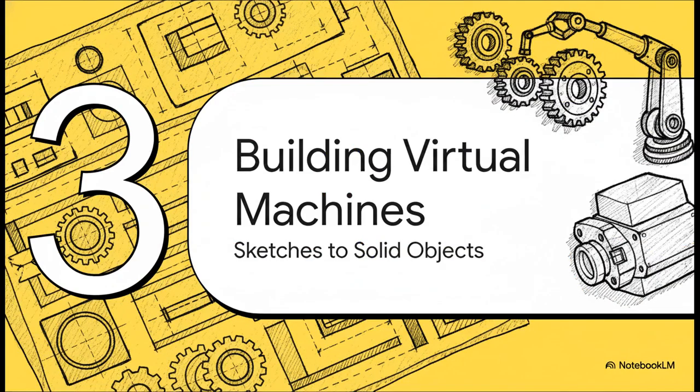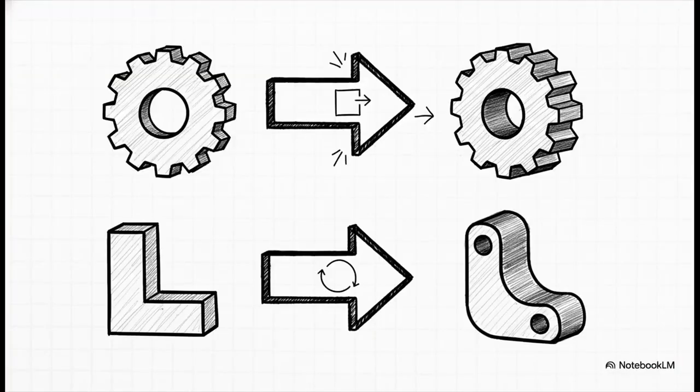And okay, this is where the real magic starts to happen. We're leaving the flat world of sketches behind and jumping into the solid, three-dimensional world of parts and machines. You take those perfect 2D profiles and you give them depth. You can extrude them, revolve them, basically sculpt them into individual components. You know, a gear, a bracket, a housing. Each one becomes its own virtual, solid object.